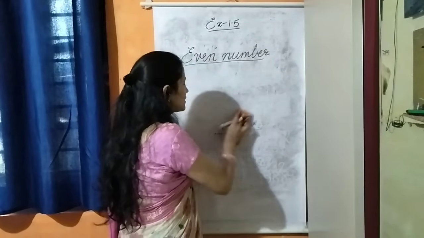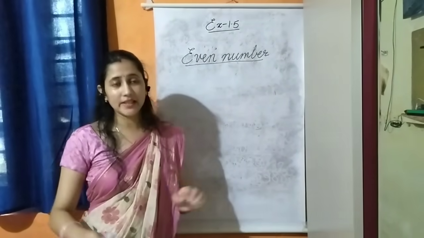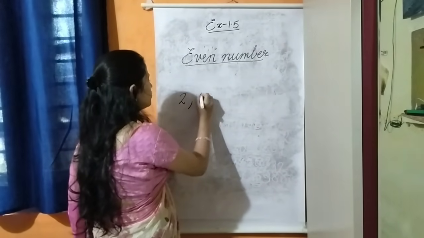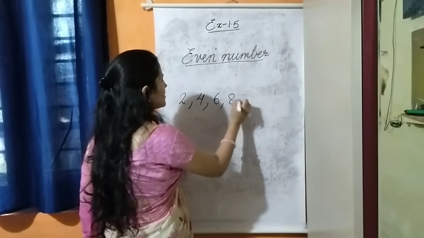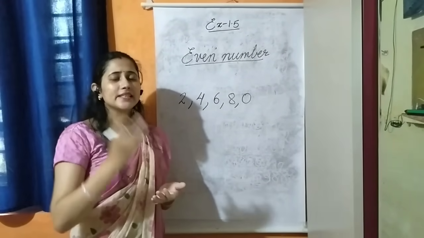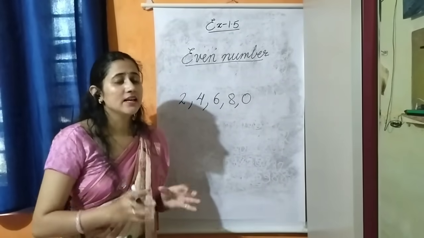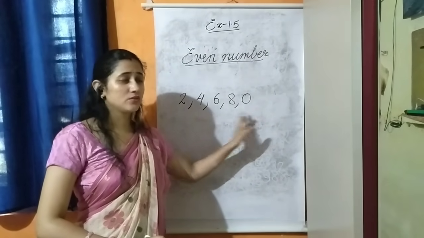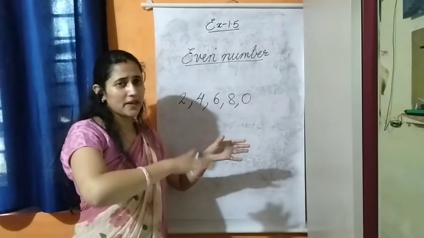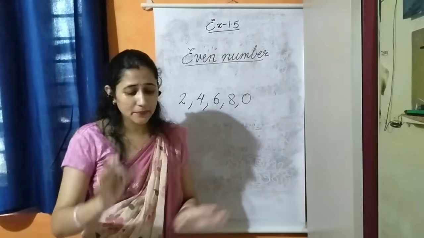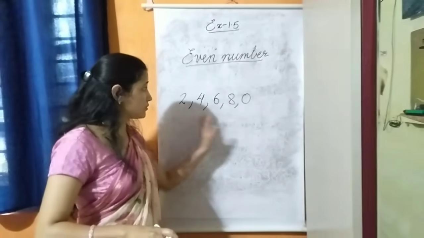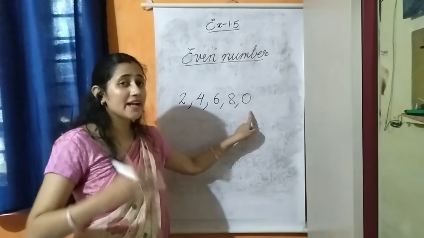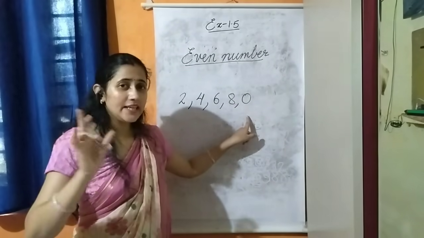And the easiest trick to find out an even number is, if any number has 2, 4, 6, 8 or 0 at its ones place, then that number is an even number. Please, students, note down this at the back of your fair copy, or in the beginning of your chapter in your book. All the numbers which have 2, 4, 6, 8 and 0 at their ones place are even numbers.